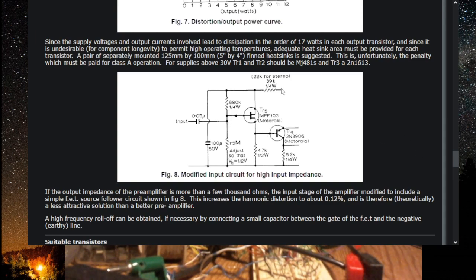I could probably, this is 22K modified input circuit for high input impedance, 1.5 megohms. The output impedance of the preamp is more than a few thousand ohms, a few K. Okay, that's good. The input stage of the amp modified to include an FET source follower, as shown in figure 8. This increases the harmonic distortion and is therefore theoretically a less attractive solution than a better preamplifier. 0.12%.